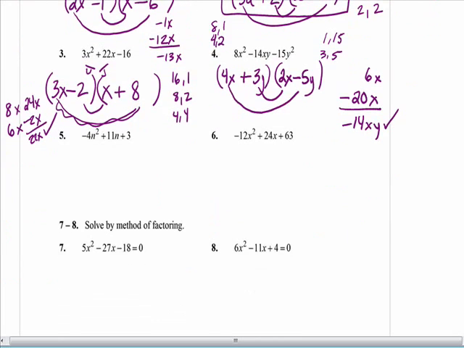All right, here's one way to do number 5, okay? I'm going to show you one way on number 5 and then another way on number 6, okay? All right, so on number 5, my first term is negative. I'll show you another method on 6 if you don't like this method. So my factors are going to be negative 4 and 1, negative 1 and 4, negative 2 and 2.